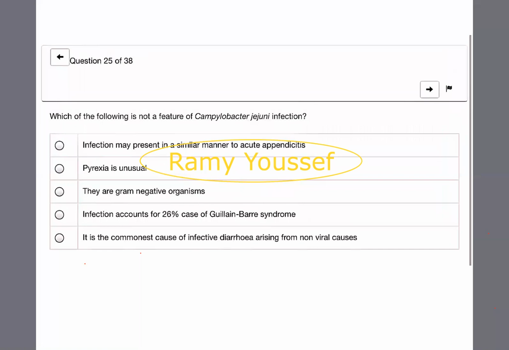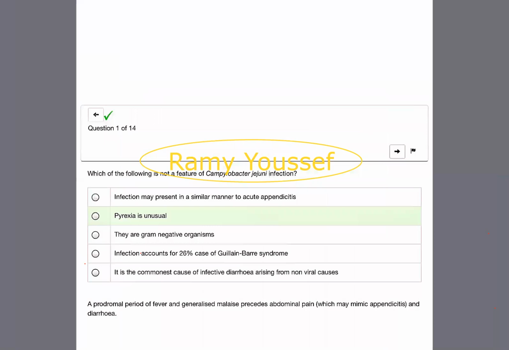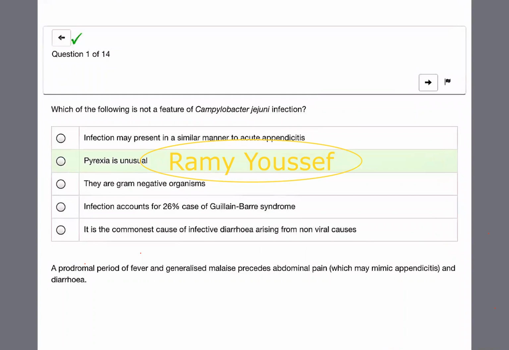Which of the following is not a feature of Campylobacter jejuni infection? Infection may present in a similar manner to acute appendicitis. Pyrexia is unusual. They are gram-negative organisms. Infection accounts for 26% of cases of Guillain-Barré syndrome. It is the commonest cause of infective diarrhea arising from a non-viral cause. Okay, this is the silliest type of question you'll find in the exam, by the way, and it is not so common. Which one is true, which one is a feature, and which one is not a feature. You have to know this question like this, and in the exam you'll find the same question with the same order, by the way.